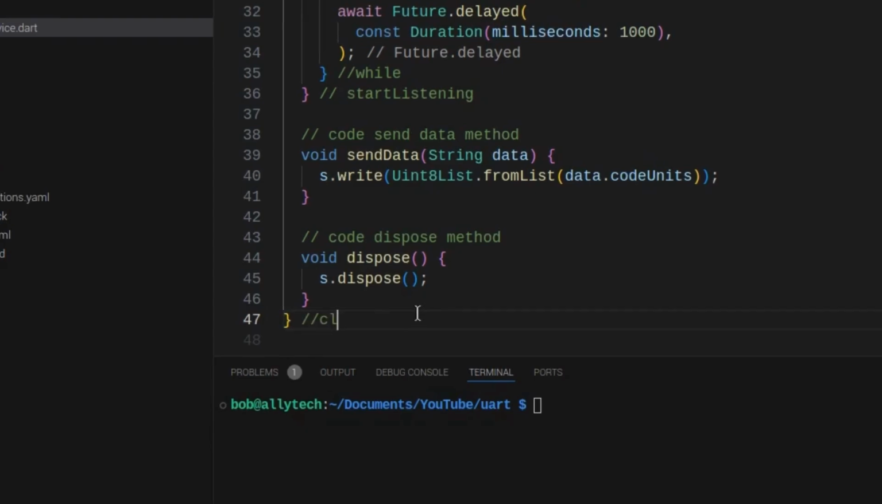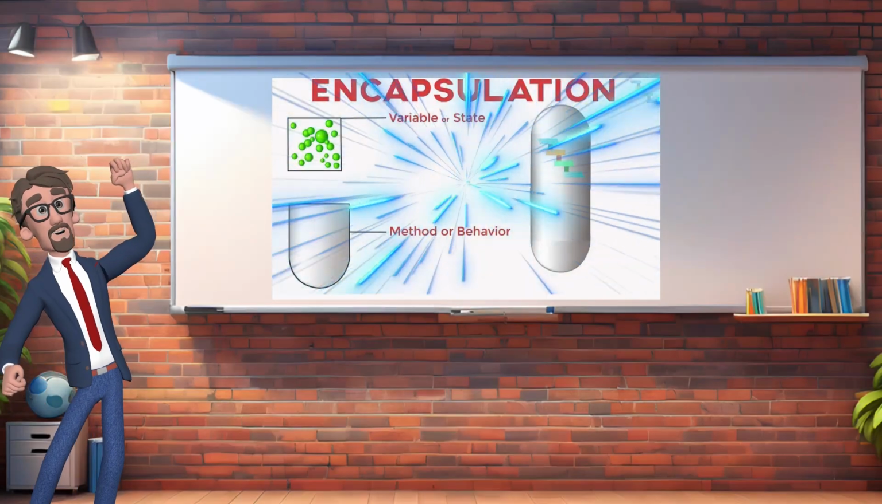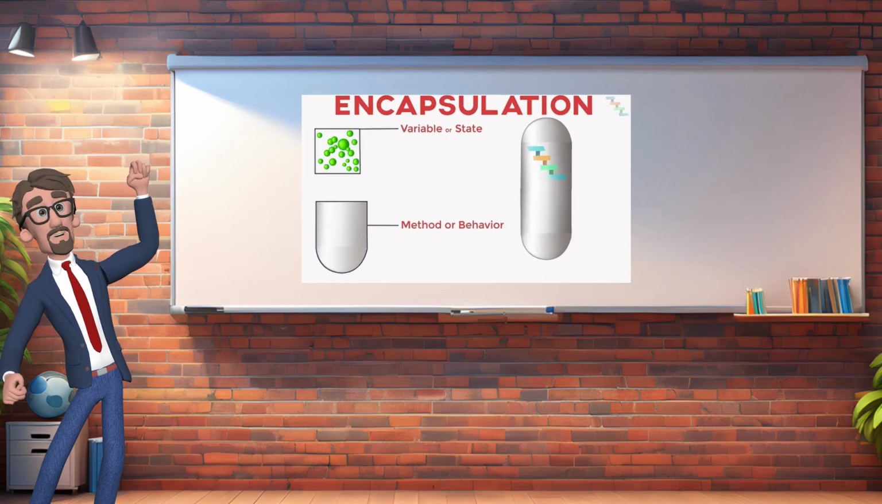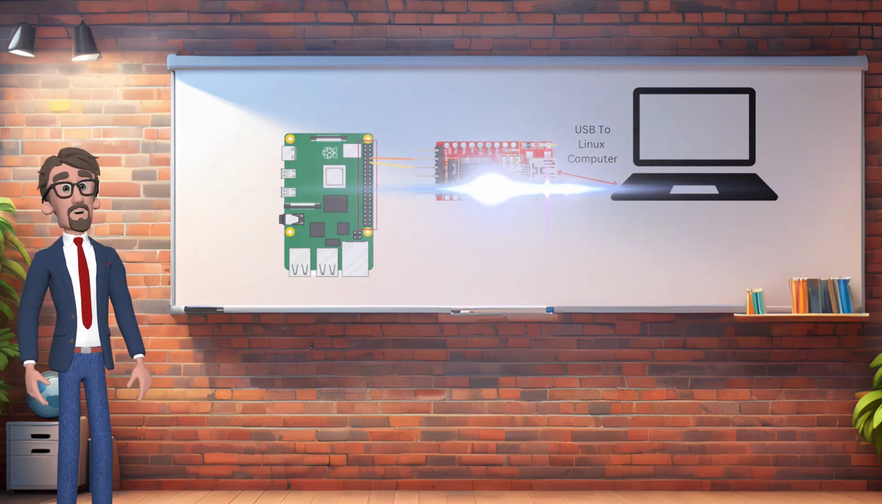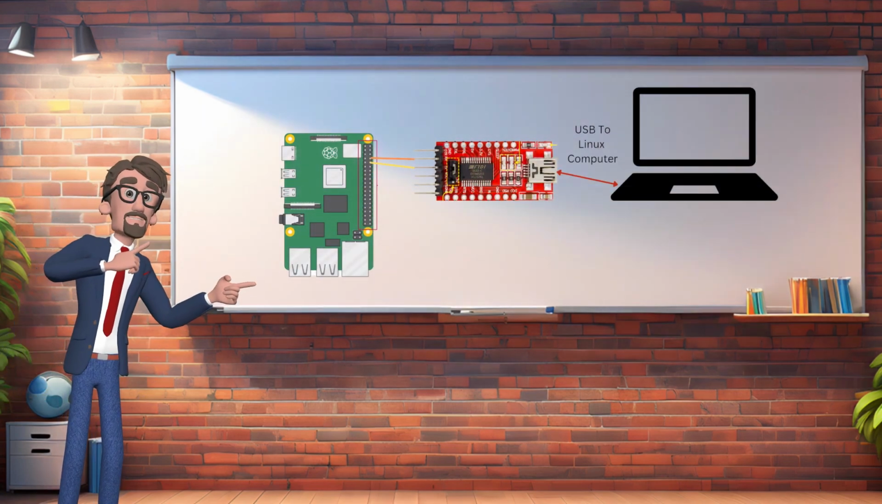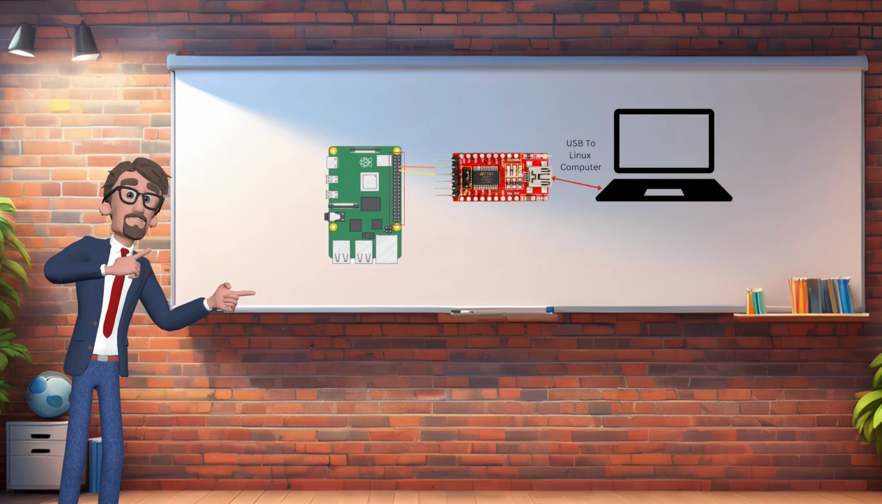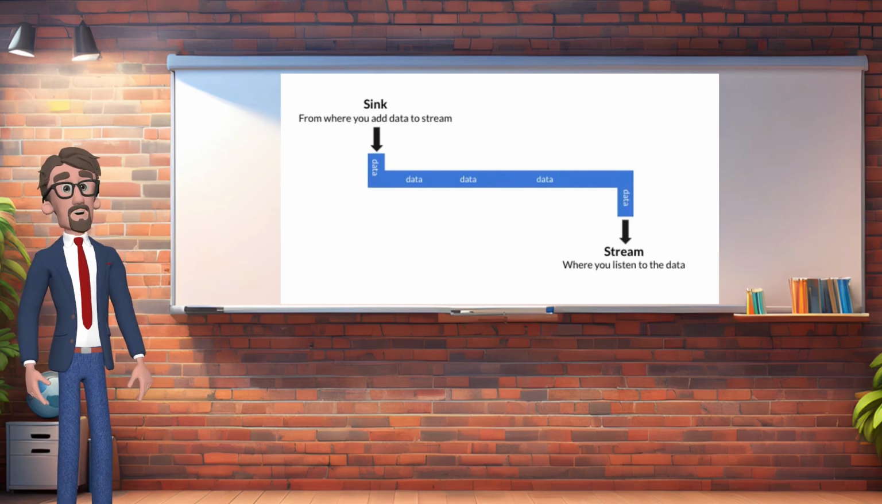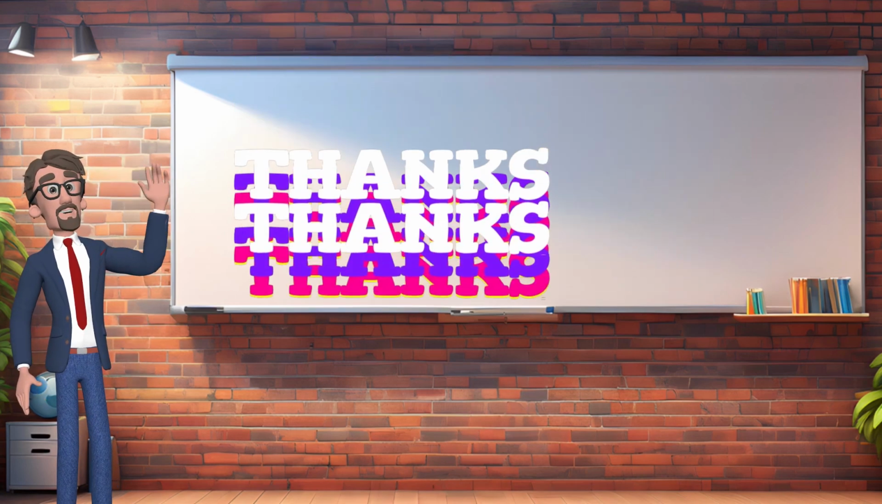Let's add one last comment and save the file. Congratulations on coding your UART service class. The UART service class encapsulates the functionality for UART communication, providing methods to send and receive data over a serial port and managing resource cleanup. It uses Dart's StreamController to facilitate real-time data handling and ensures that resources are properly disposed of when no longer needed.